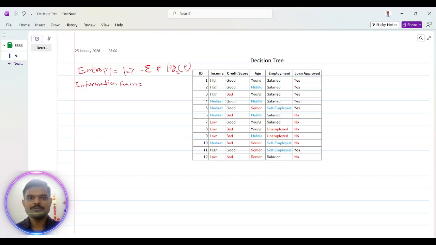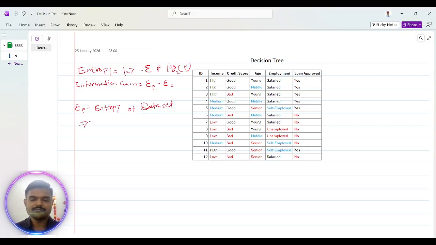Here the formula of information gain is entropy of parent minus entropy of children. Entropy of parent means entropy of the entire data set, minus entropy of the children, means entropy of that particular decision tree's branches. So what is the entropy of parent? Entropy of parent or entropy of data set.